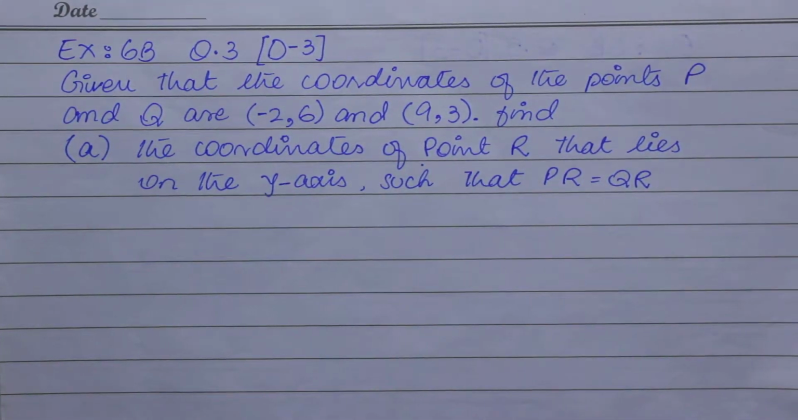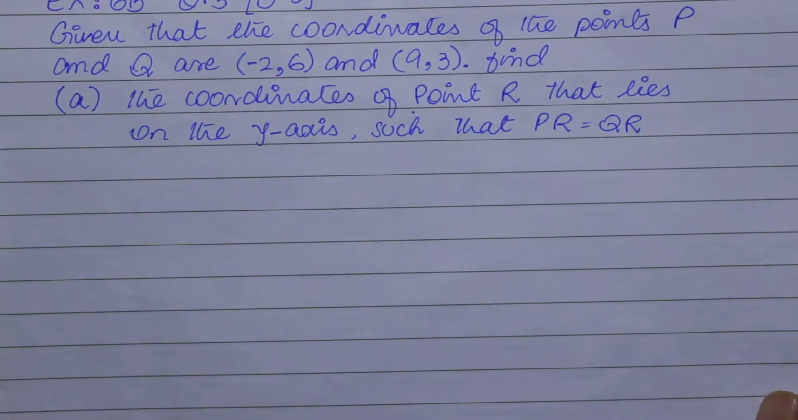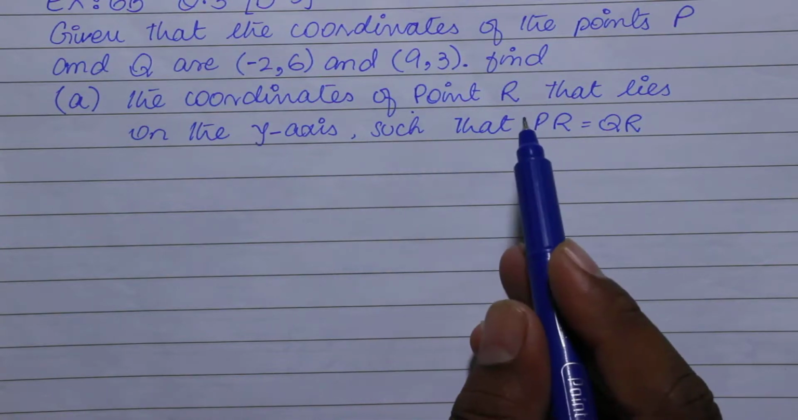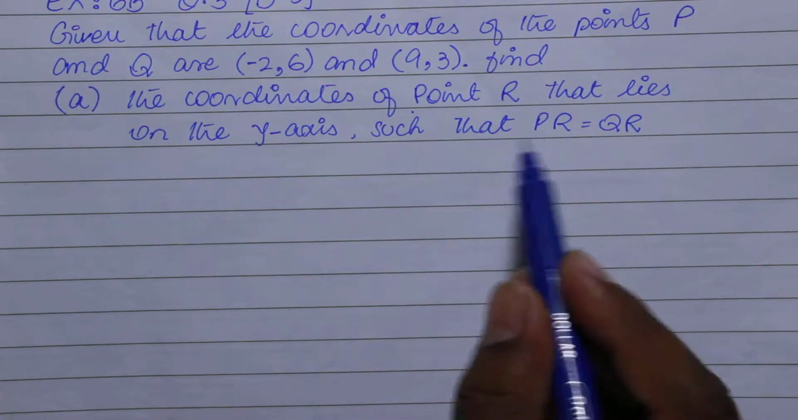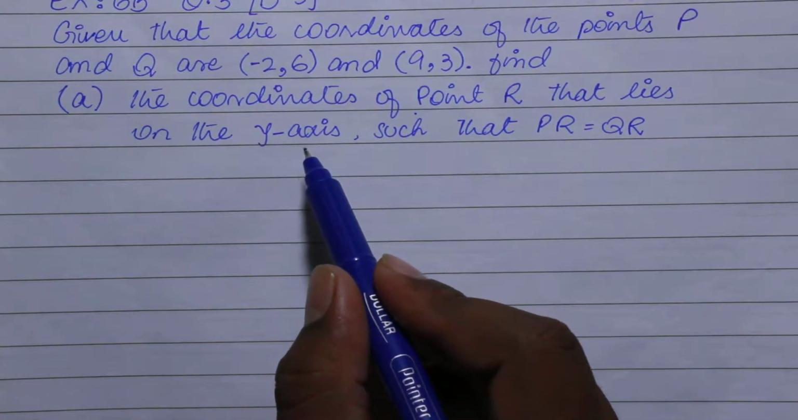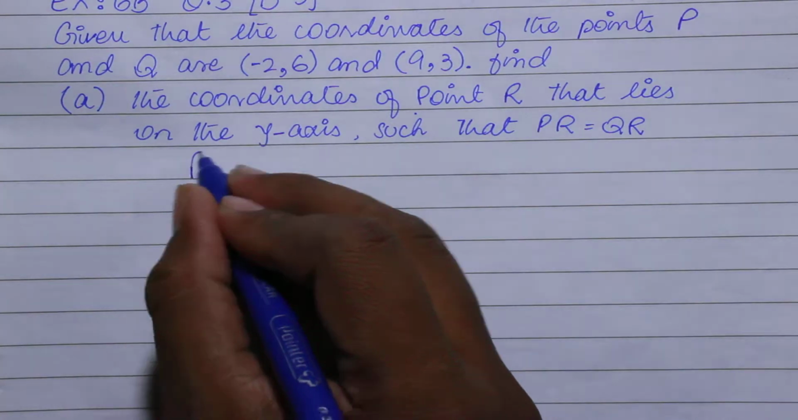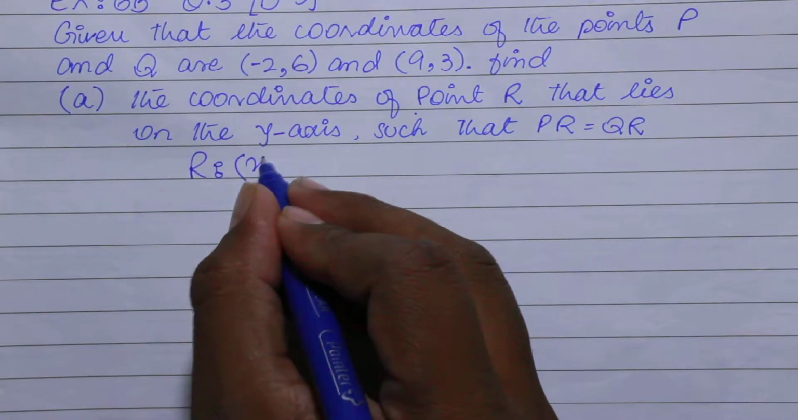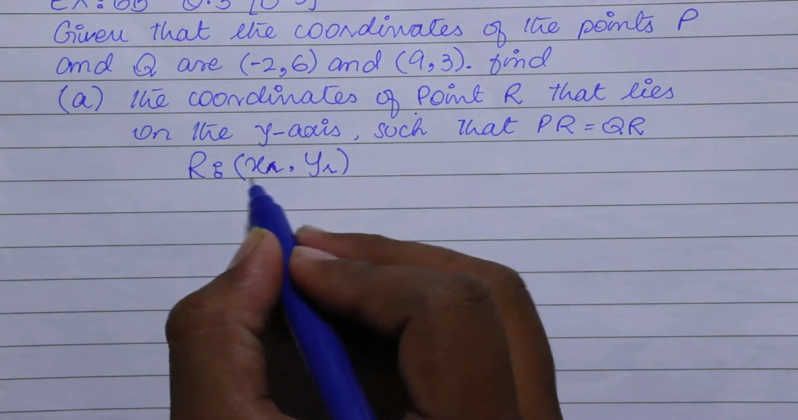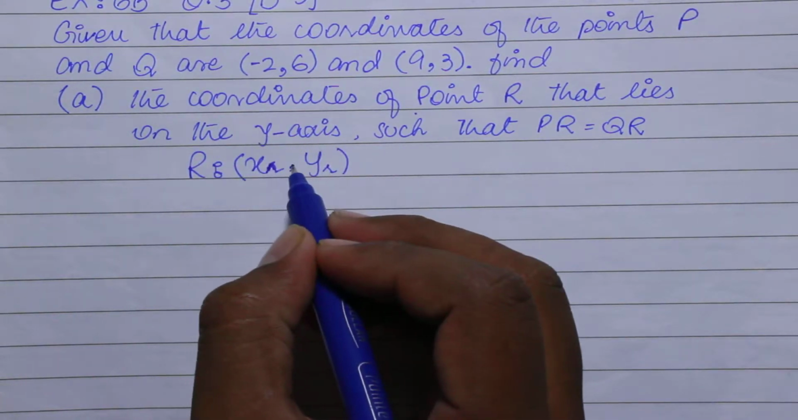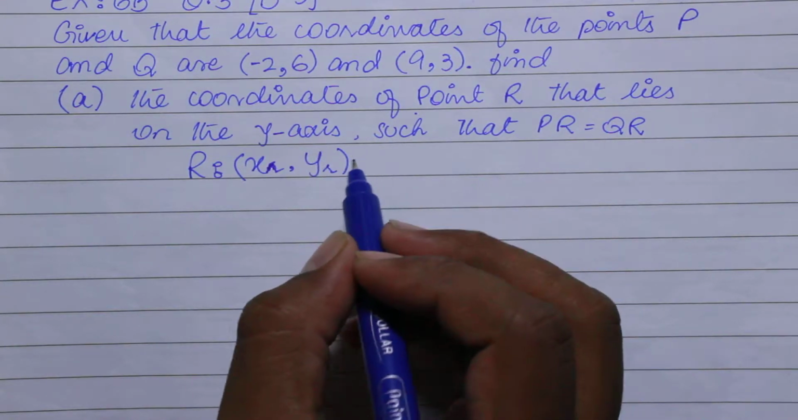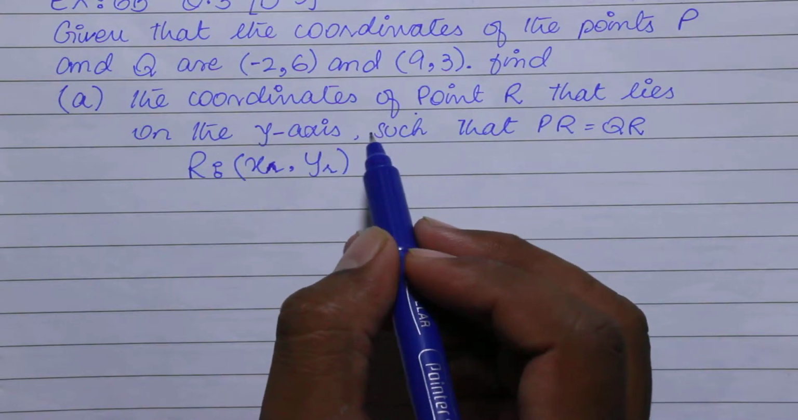Here we must know that whenever any point lies on the y-axis, its x coordinate always equals 0. When the point is on the y-axis, point R has x-coordinate of R and y-coordinate of R. R lies on the y-axis. I am explaining it one more time so you can understand what I am trying to say.